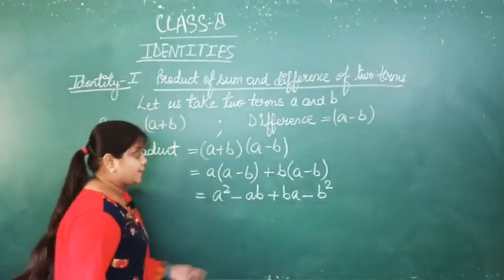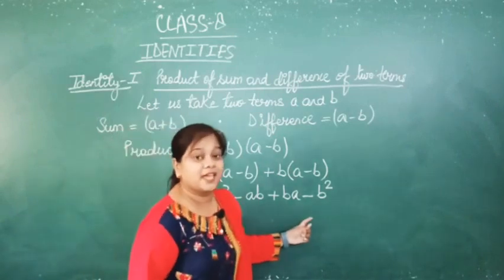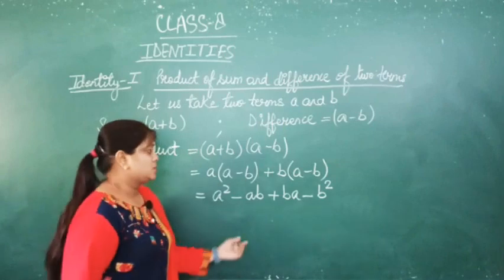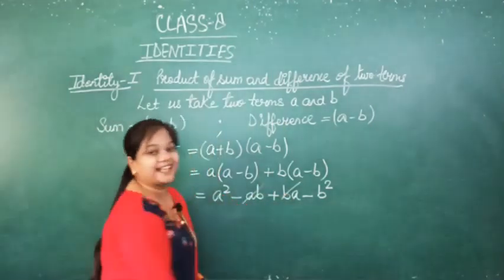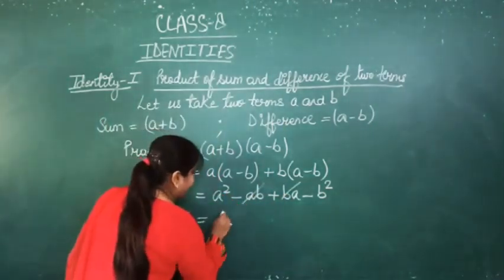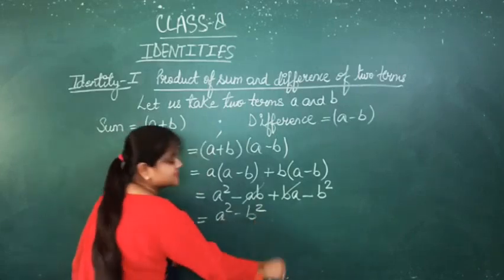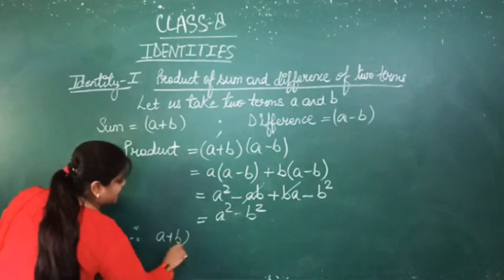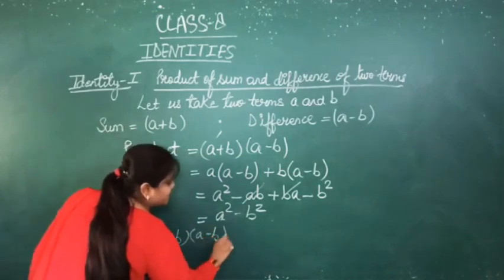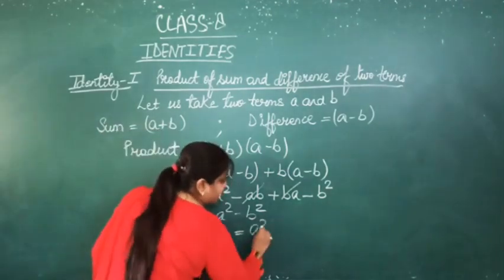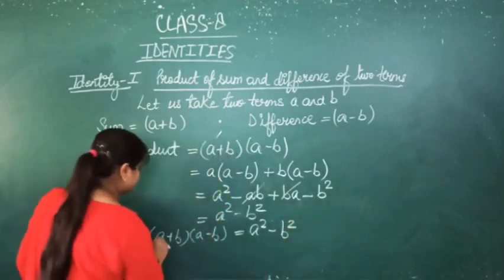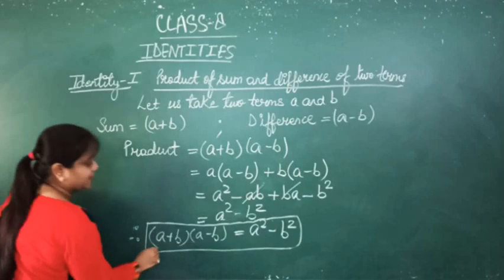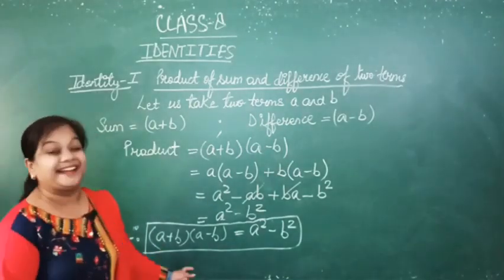Now minus AB and plus BA are same because BA or AB is same, so it can be cancelled. So we will get A square minus B square. Therefore, (A plus B) into (A minus B) is equal to A square minus B square. This is our first identity.